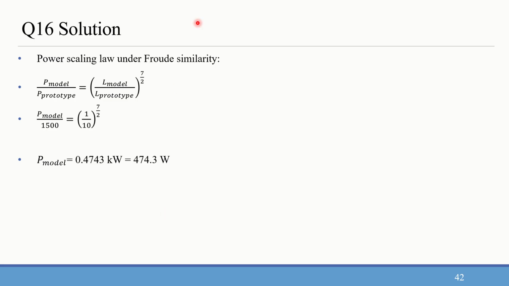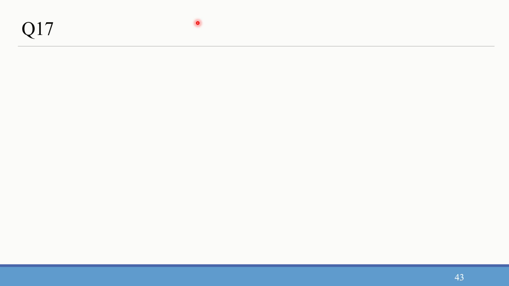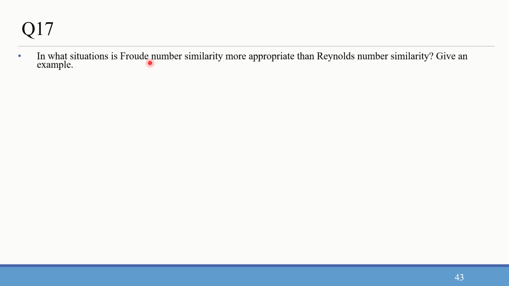That is question 16. Now we'll go to question 17. Questions 17 and 18 are kind of theoretical, conceptual questions. In what situation is Froude number similarity more appropriate than Reynolds number similarity? Give an example. In today's problems, we have seen Reynolds number similarity in few cases and Froude number similarity in one case.